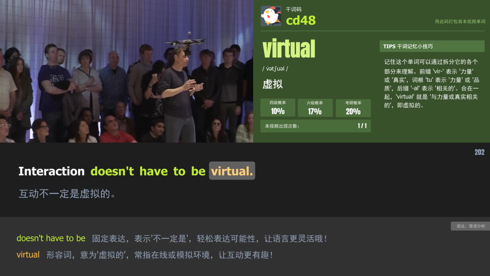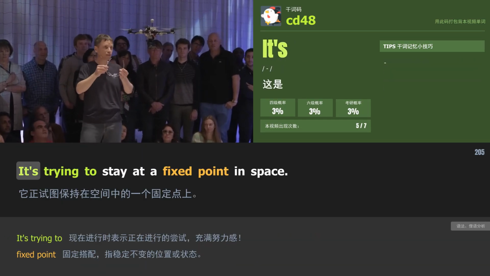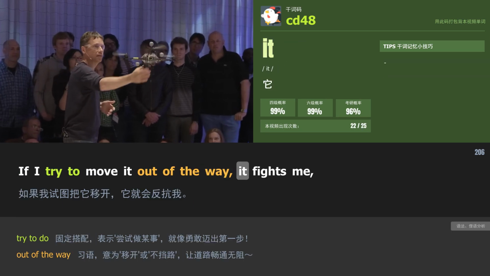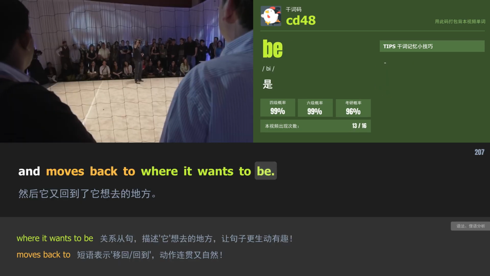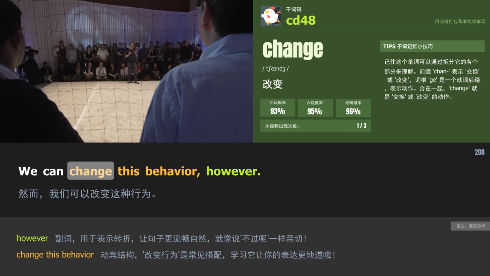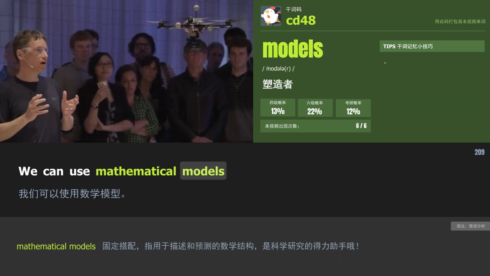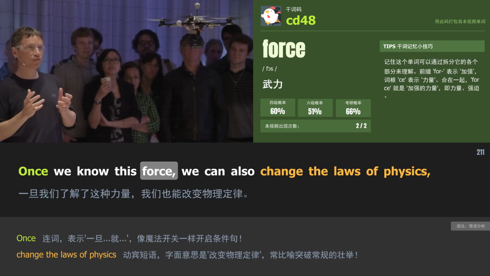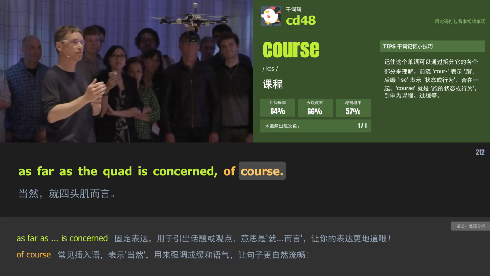Interaction doesn't have to be virtual, it can be physical. Take this quad, for example. It's trying to stay at a fixed point in space. If I try to move it out of the way, it fights me and moves back to where it wants to be. We can change this behavior, however. We can use mathematical models to estimate the force that I'm applying to the quad. Once we know this force, we can also change the laws of physics, as far as the quad is concerned, of course.